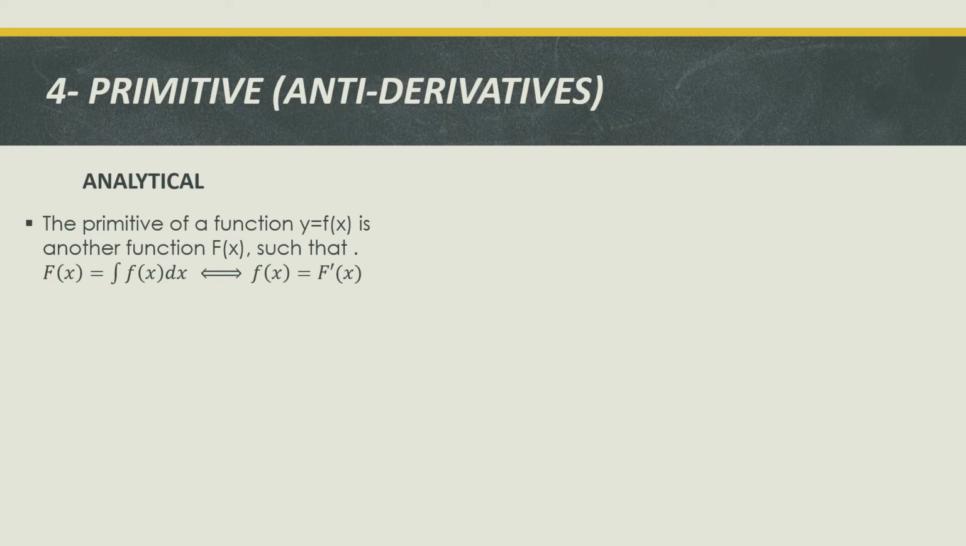The primitive of a function y equals f of x is another function, capital F of x, such that the derivative of the capital F function is small f itself. The notation of primitive is when you use this symbol, which is like a bar. In fact, if you look closely, you'll notice that it's nothing but the letter S, which is stretched. So, capital F of x equals the primitive, or integral, of f of x dx.